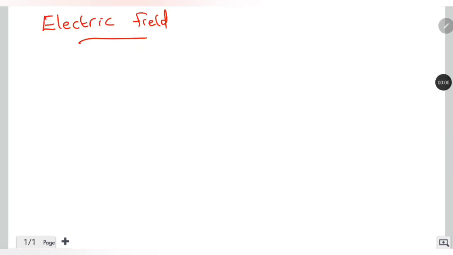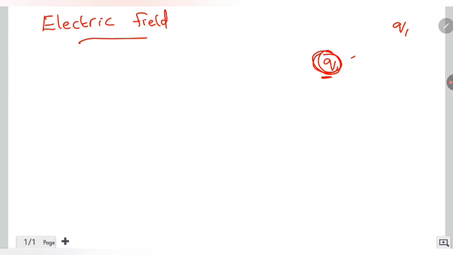Now, electric field. So consider a charge that can be positive or negative. If you place another charge next to this, let's say I put another charge here, Q1, it can also be positive or negative, right? So there is a force that this charge is going to experience. But if you place Q1 away from Q, as distance increases, you can see the force is going to be less and less and less, right?